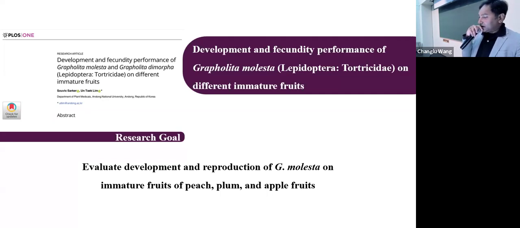Then I started working. My work is on the development and fecundity performance of Grapholita molesta on different immature fruits. I selected peach, plum, and apple to evaluate their host suitability. Okay, which fruit is actually better for Grapholita molesta? Our research goal is to evaluate the development and reproduction of Grapholita molesta in immature fruit of peach, plum, and apple.